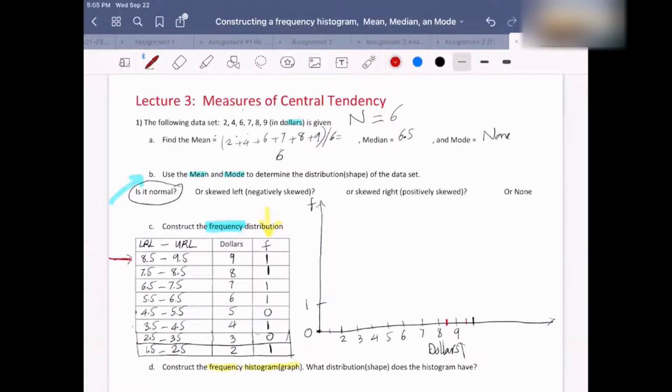Okay, it's right here. And the frequency of this line is just 1. So that means that we have the bar with the height of 1. Okay, you can see that 1 is right here. So that means that the height of this bar is just 1. And that is the bar of $9. And the frequency is just 1. Okay.